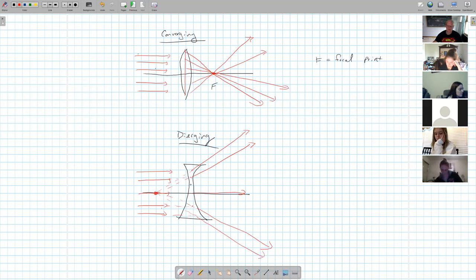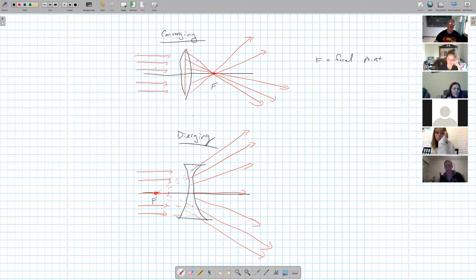So basically what will happen then is all these light rays spread out, but they spread out as if they came from a single point, which again is what's called the focal point. So for the converging lens, this has a focal point on the backside. This one has a focal point on the front side. So these are our two different types of lenses.